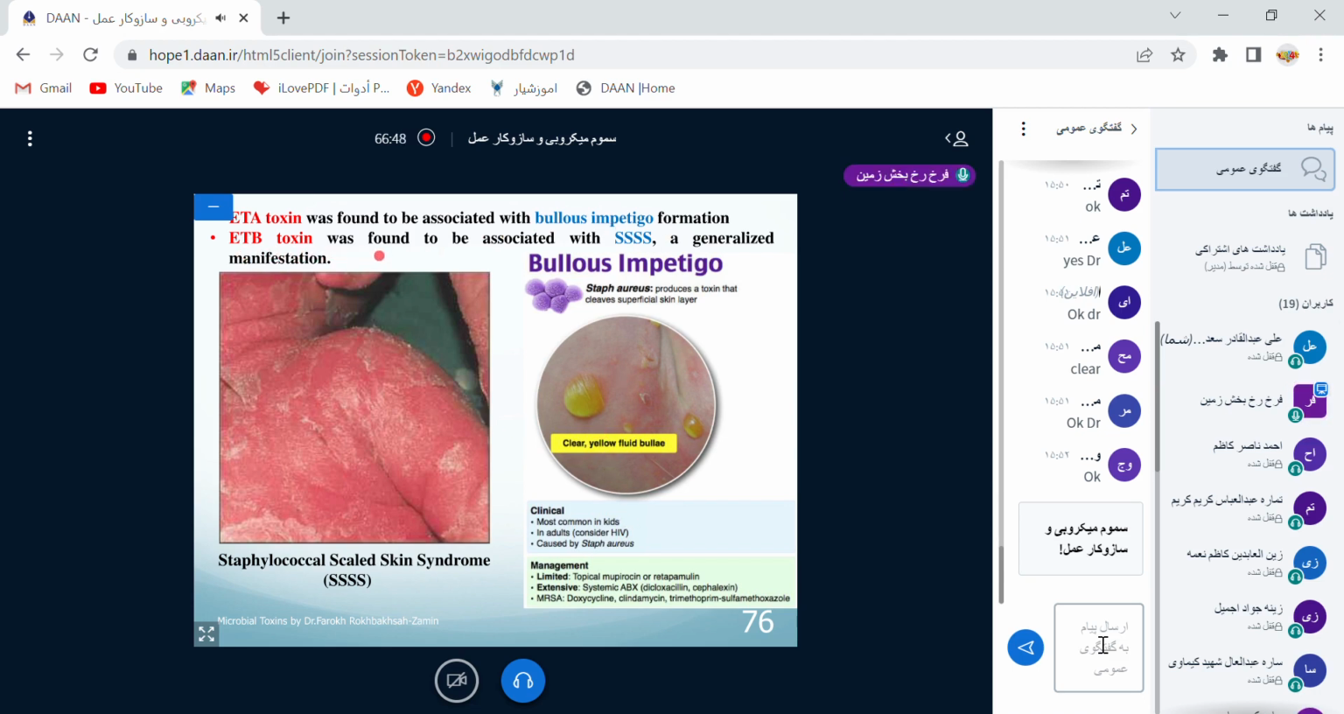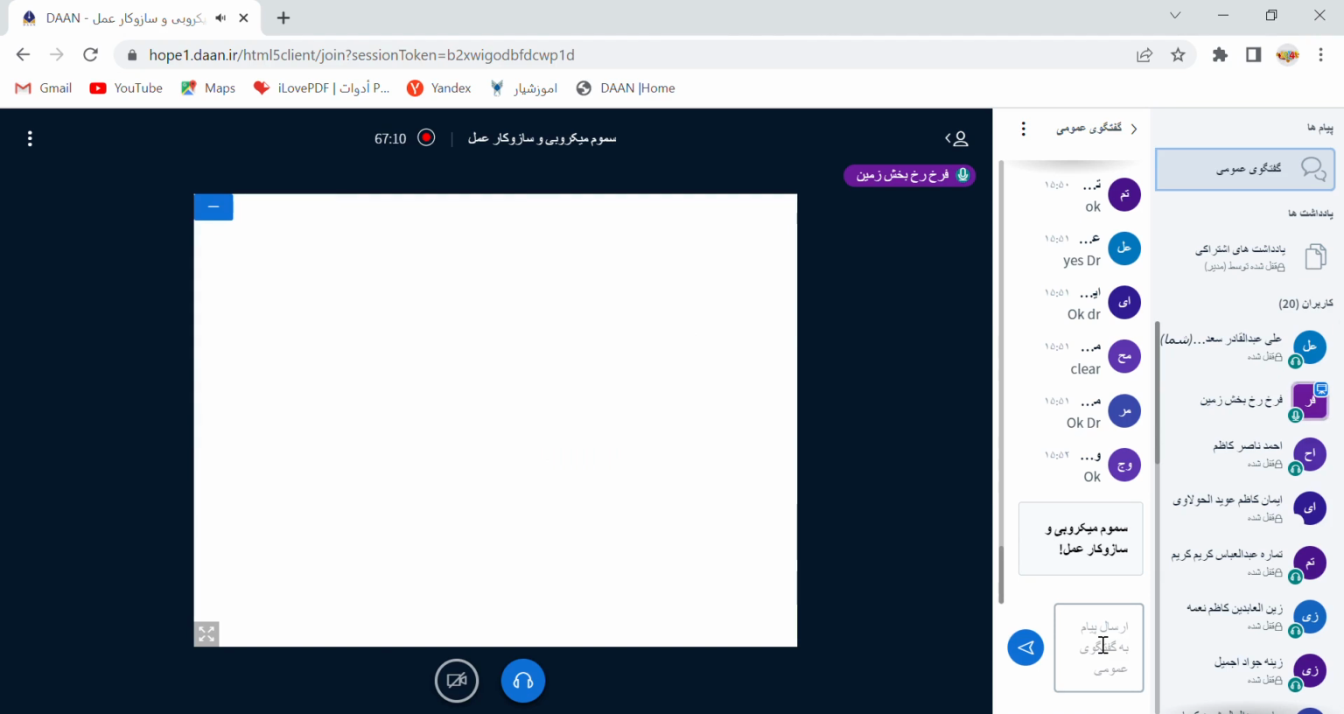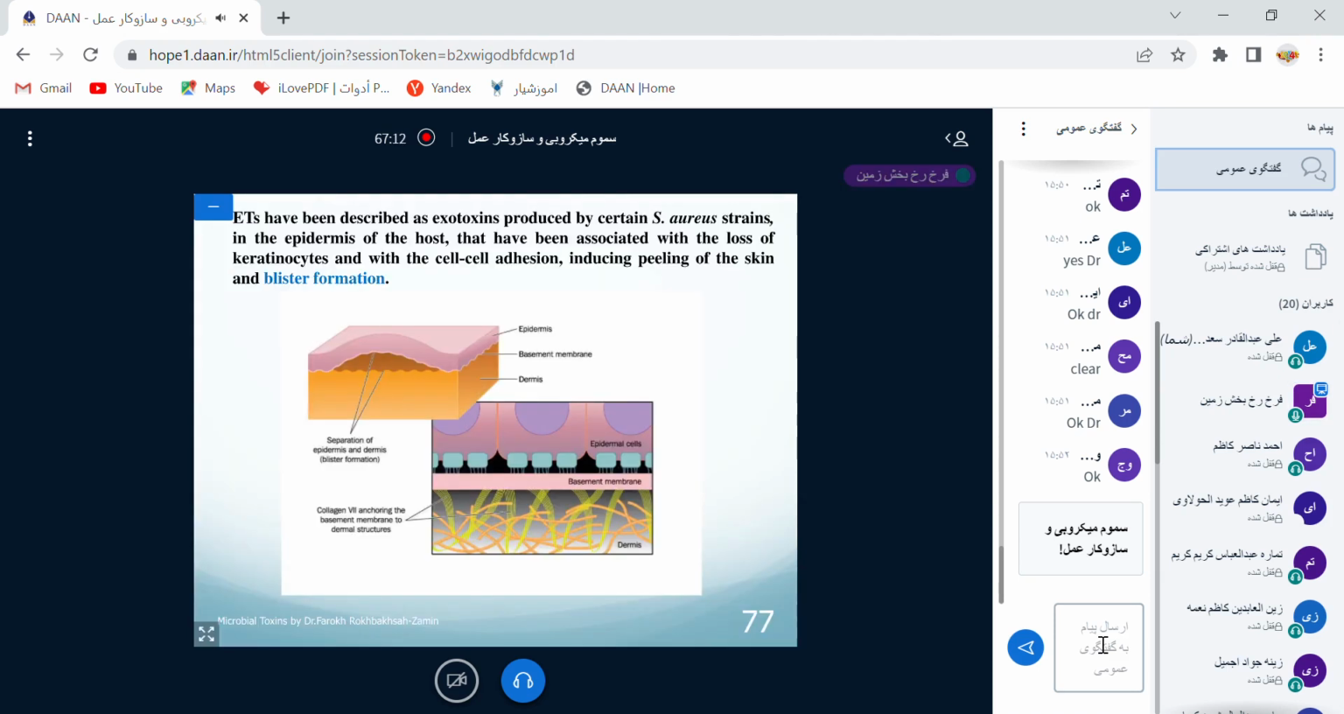ETB toxin was found to be associated with staphylococcal scalded skin syndrome, as you see, like this, with rare bullae, and mostly the skin is in this fashion, staphylococcal scalded skin syndrome. So what happens?